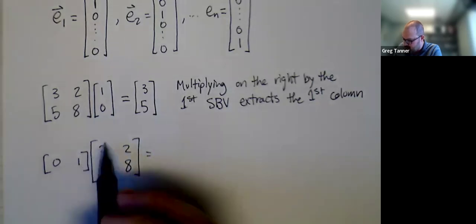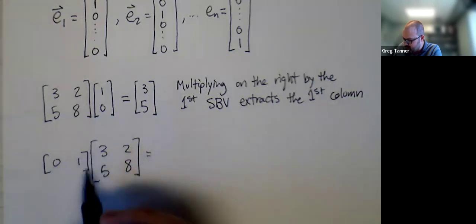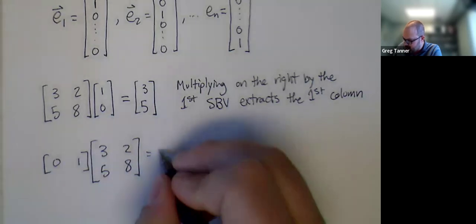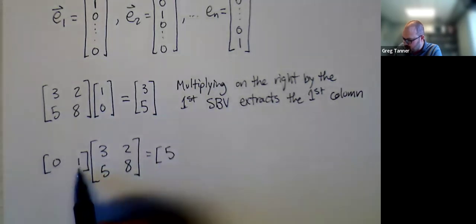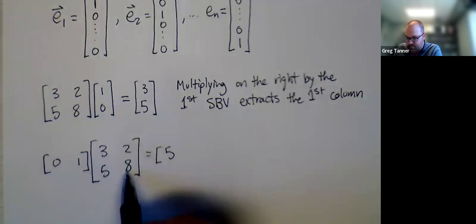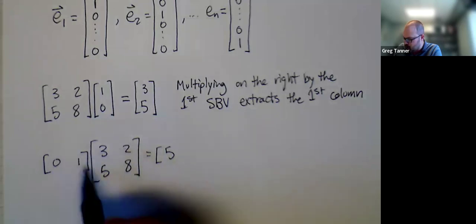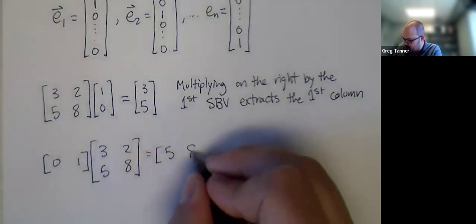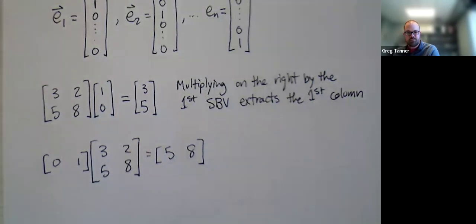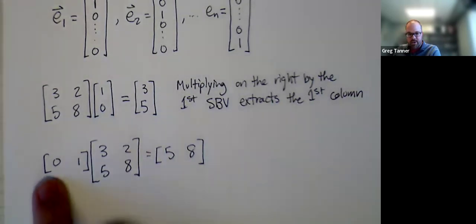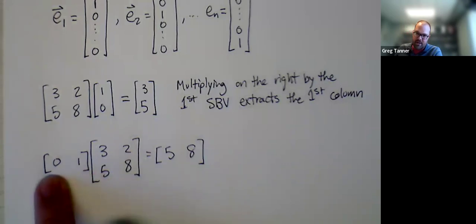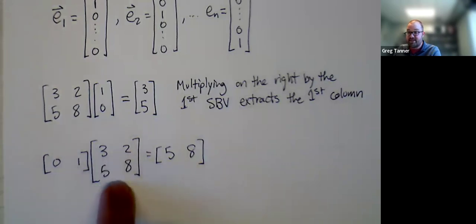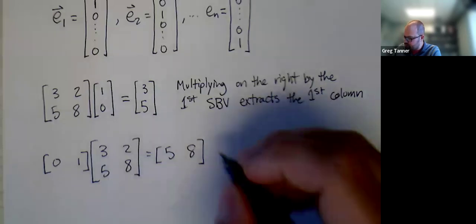So I'll multiply this row by the first column, and I'll get 0 times 3 plus 1 times 5, and that will give me 5. And now I take that same row vector, multiply by the second column, and I'll get 0 times 2 plus 1 times 8, and that will give me 8. And so if I multiply by the second standard basis vector as a row vector on the left, it will extract the second row of my matrix.